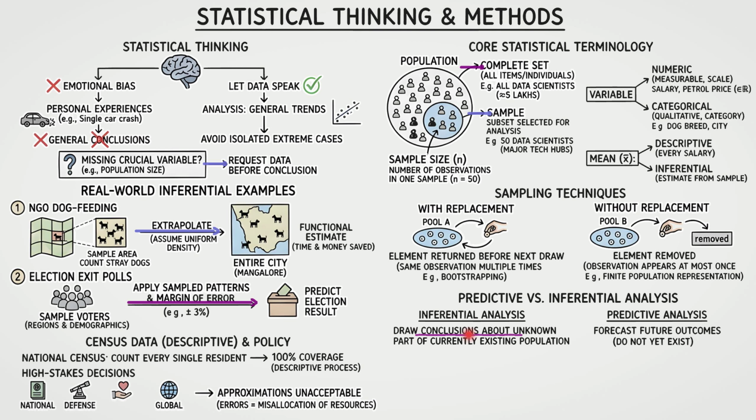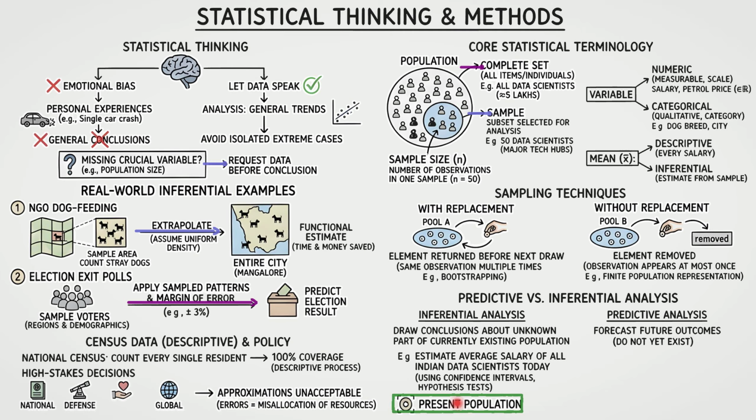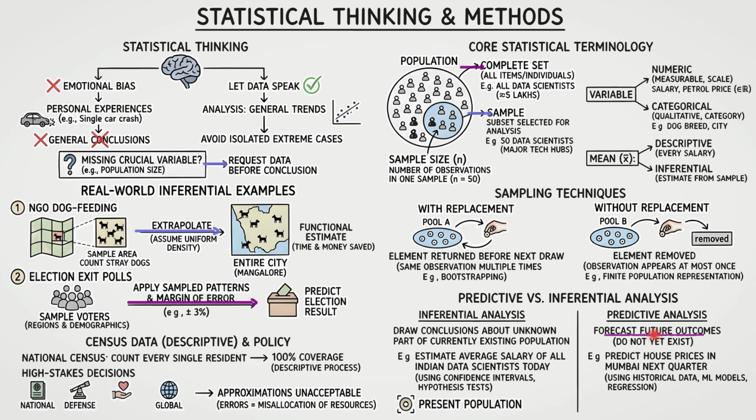Finally, we distinguish between predictive and inferential analysis. Inferential analysis draws conclusions about an unknown part of a present population, like estimating today's average salary using confidence intervals. Predictive analysis, on the other hand, forecasts outcomes that do not yet exist, mapping out future trends like next quarter's Mumbai house prices using historical data and regression models. In summary, inferential statistics help us understand the present population we cannot see entirely, while predictive models attempt to see into the future based on identified variables and historical data.